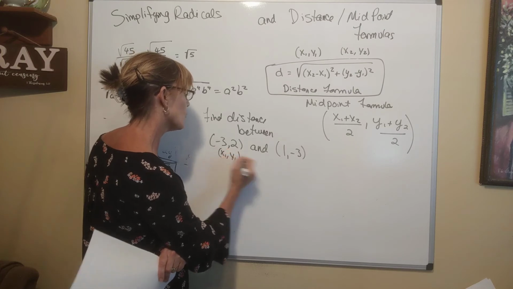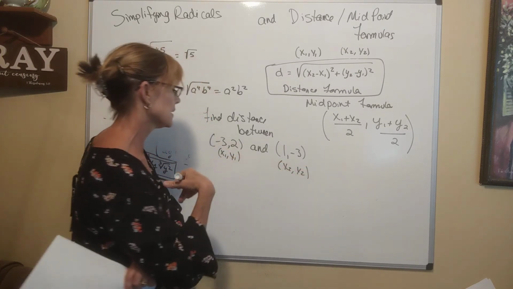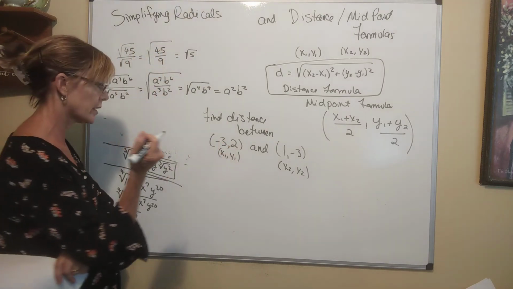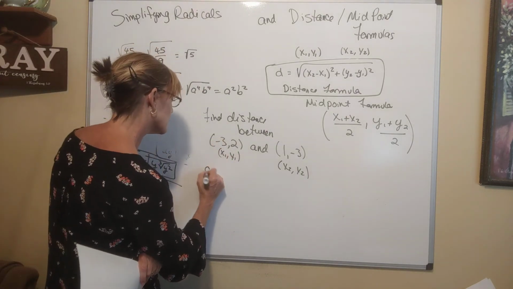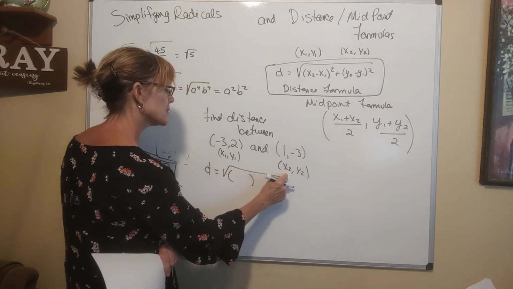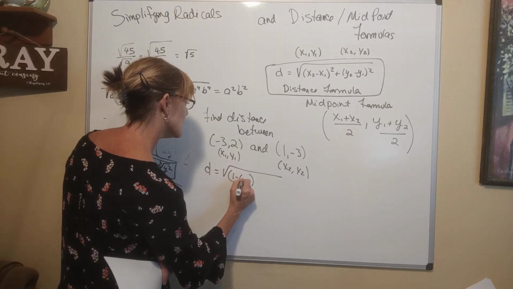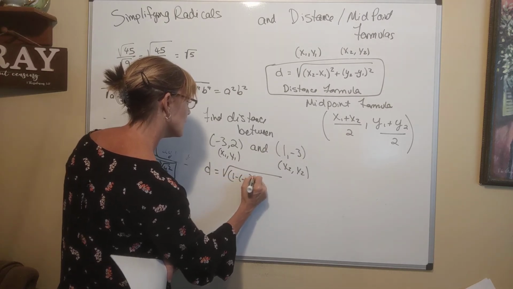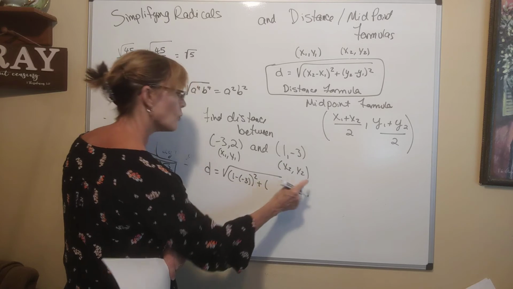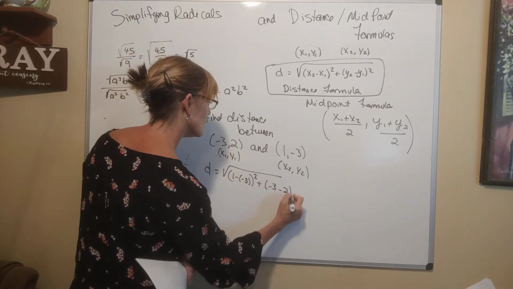I can label one point and the other point, and really it doesn't matter which order I decide to label these in. Just if you want to label them, that's a good way to go. To find the distance, D is going to be equal to the square root of x2 minus x1, or 1 minus negative 3 squared, plus y2 negative 3 minus y1 2 squared.